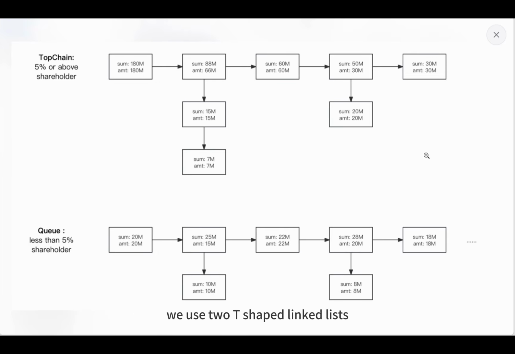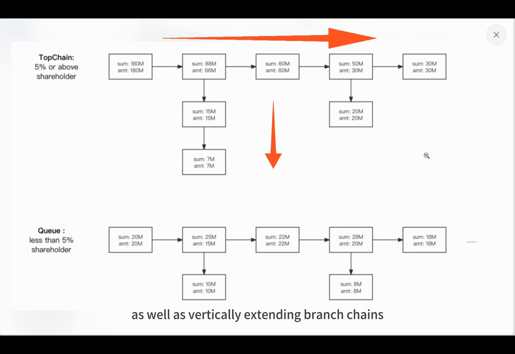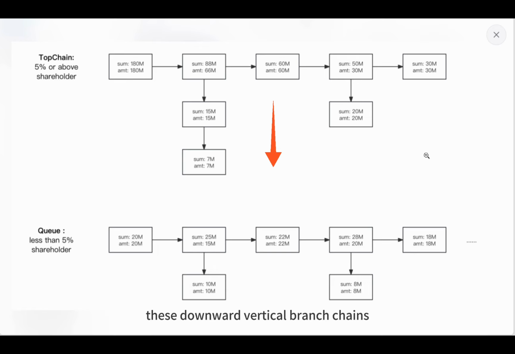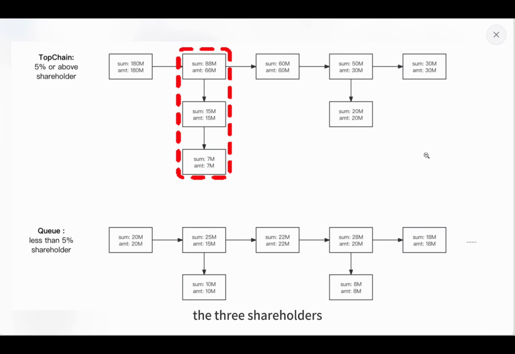In our system, we use two T-shaped linked lists to store the voting rights of each shareholder. A T-shaped linked list means that there is a horizontally extending main chain as well as vertically extending branch chains. These downward vertical branch chains actually represent a group of shareholders with an affiliated relationship. For example, as you can see in this diagram, this downward extending branch chain means that the three shareholders represented by these nodes have an affiliated relationship with each other.